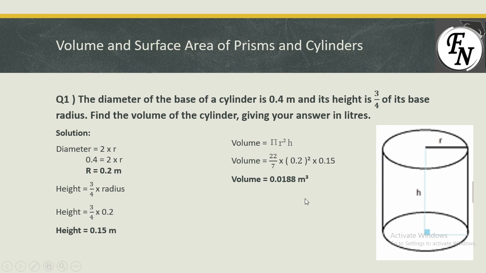Now this volume is in meter cube and we need to find the volume in liters. So we must know the conversion, that 1 meter cube is 1000 liters. So we will convert that into liters. We will multiply the value by 1000, and this turns out to be 18.8 liters. As we are going from a bigger unit to a smaller unit, we need to multiply the value, and the conversion unit is 1000. So when we multiply it, we obtain 18.8 liters, which is the answer for this case.